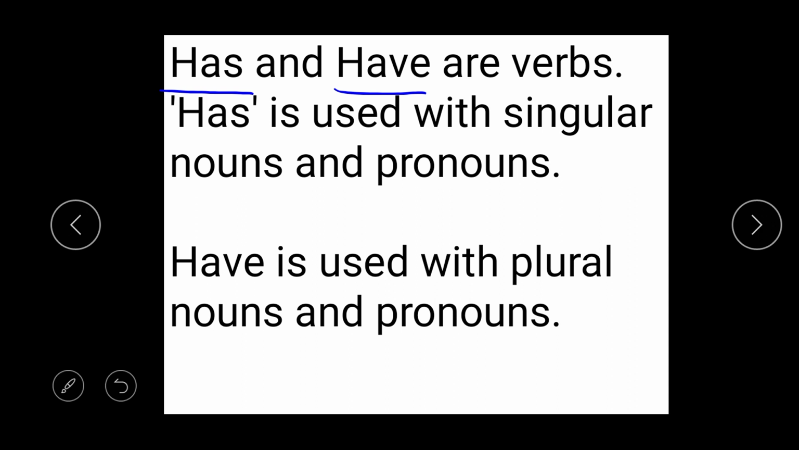So, when do we use has? Has is used with singular nouns and pronouns. We said has is used with singular nouns or pronouns. For example, when you are talking about a singular noun, you are talking about one thing, one place, one animal, or one person.